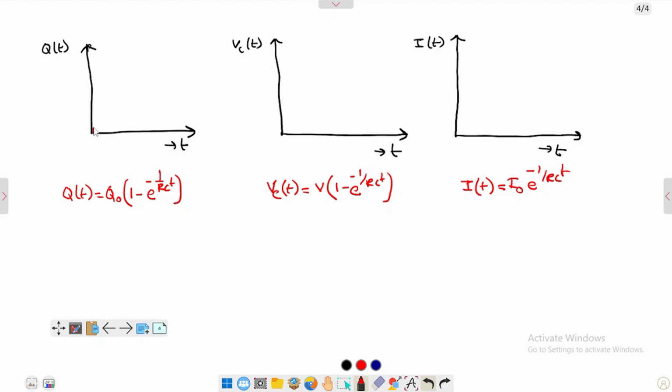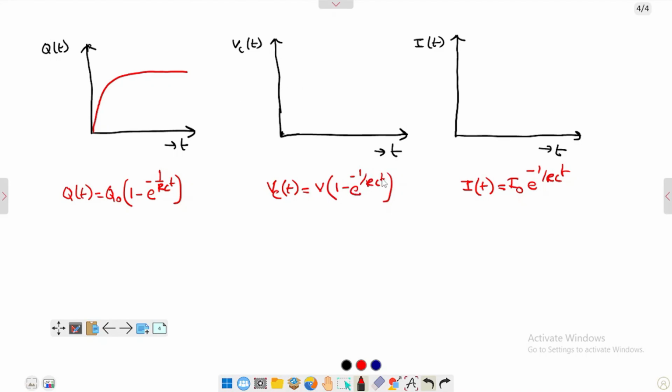So if t is 0, it's 0, and it will follow an exponential path like this. And it will steadily rise. This is also the same equation, so it will follow the same path. Following the same path means that both the equations are the same, and so it will follow the same characteristics. Because if I plug in t equal to 0, e to the power 0 is 1, 1 minus 1 is 0.